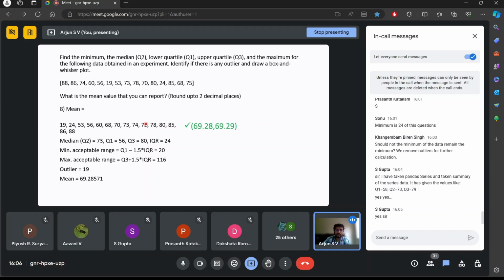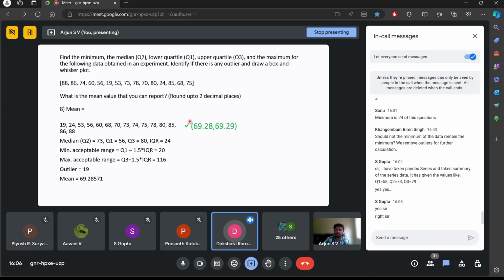Dakshata, you can go ahead with your talk. Sir, my mean value is 65.93. Your mean is 65.93. Did you take 19 also into account? While calculating the mean, you will add all the numbers, right? Did you add 19 as well? I think if you add 19 as well, you will get a lower mean.